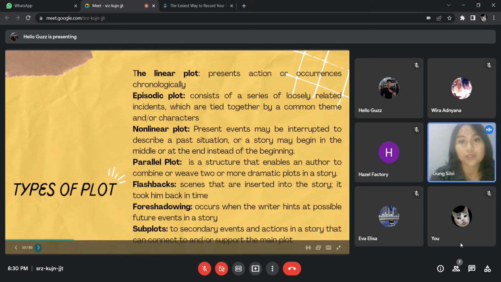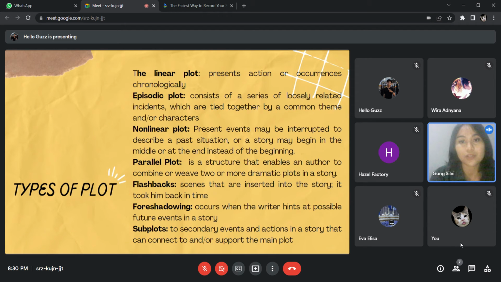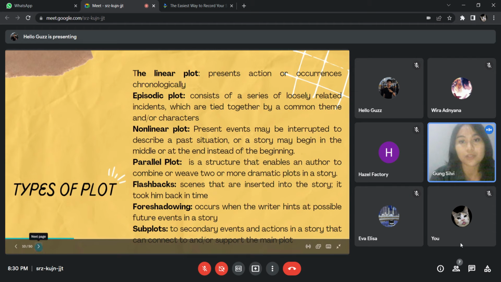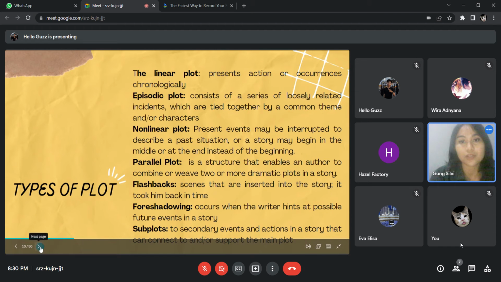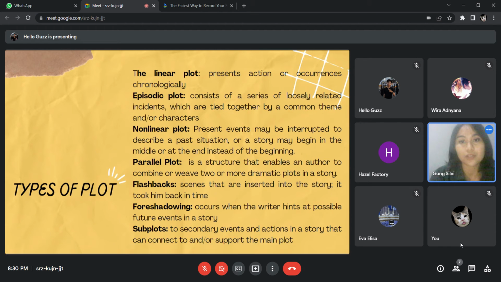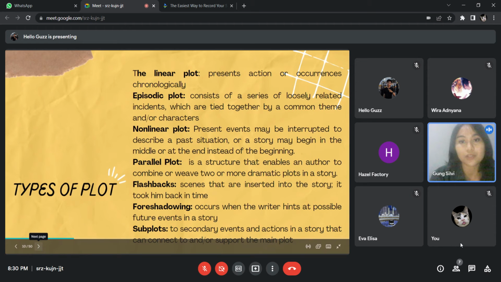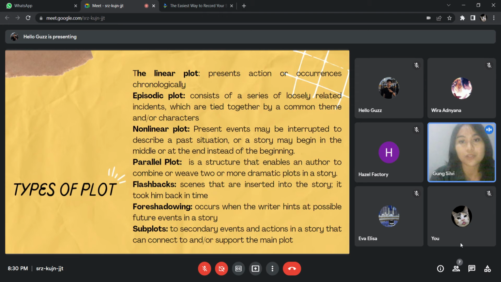The next is parallel plot. It's a structure that enables an author to combine or weave two or more dramatic plots in a story. The next is flashback. Scenes that are inserted into the story. It took him back in time. The next is foreshadowing. It occurs when the writer hints at possible future events in a story. And the last one is subplots. Secondary events and actions in a story that can connect to or support the main plot.